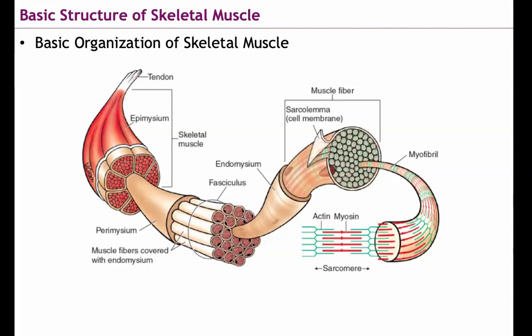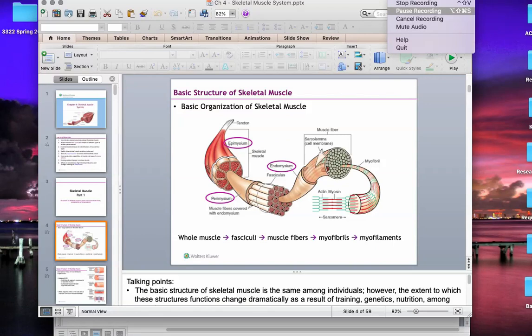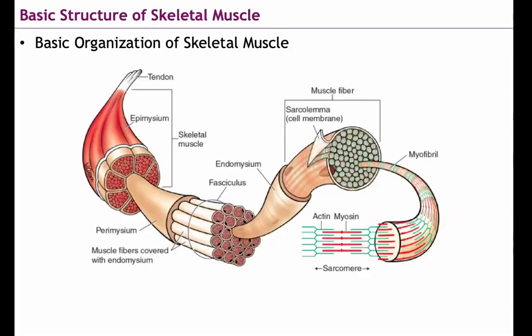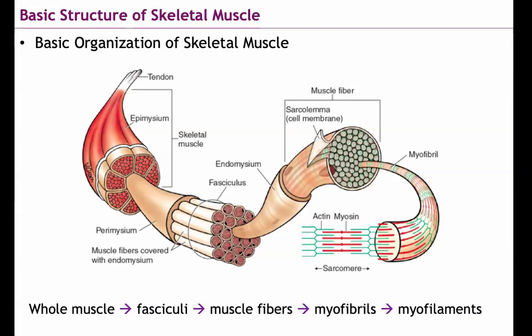First is basic organization of skeletal muscle. This picture is very similar to the last picture. It shows that we start with the entire skeletal muscle, and then it's broken down into individual compartments. This is the order in which a whole muscle is separated. So we start with an entire muscle. We can say this muscle is the biceps brachii muscle. And then we break it down into smaller components.